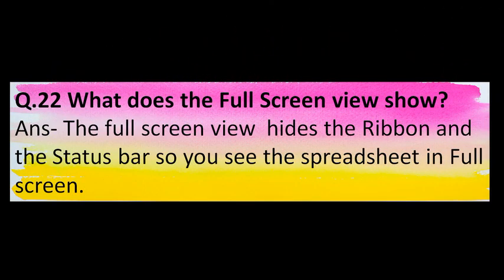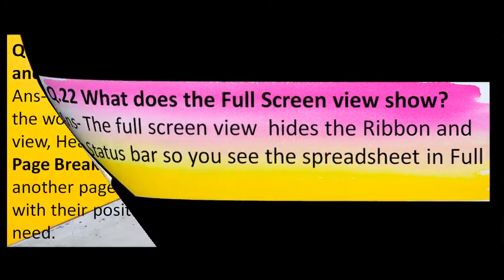Question number 22. What does the full screen view show? The full screen view hides the ribbon and status bar, so you see the spreadsheet in full screen.